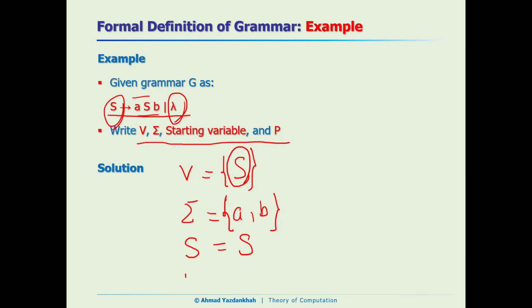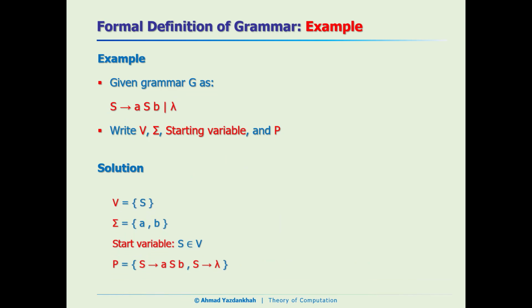And how about the P? P is the set of production rules. How many production rules do we have? S is defined as A S B, and what else? S is defined as lambda. These are the elements of this grammar.